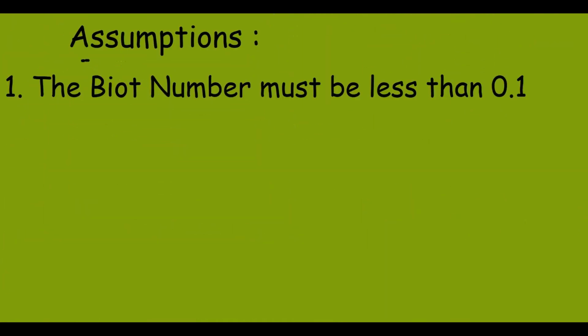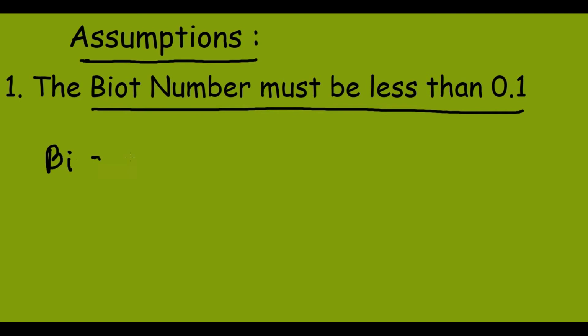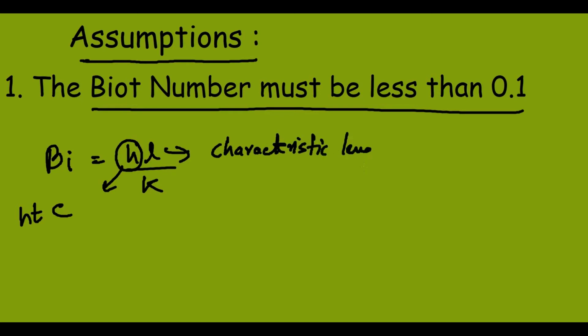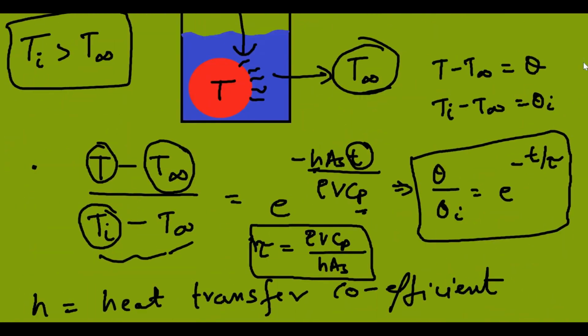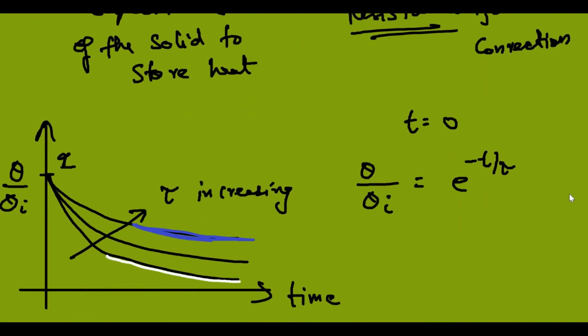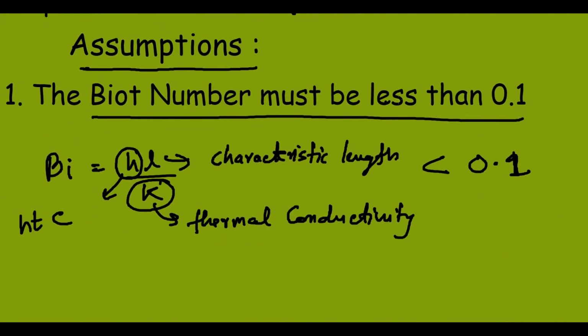So the first important assumption for the lumped capacitance model is that the Biot number must be less than 0.1. That is, the Biot number is hL by k, where h is the heat transfer coefficient, L is the characteristic length, and this k is the thermal conductivity of the solid, of course. So this must be less than 0.1. Only if this is satisfied can we use all of these equations that we have derived.